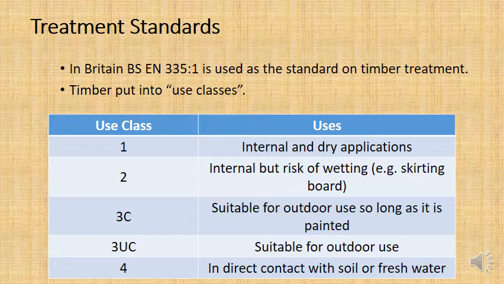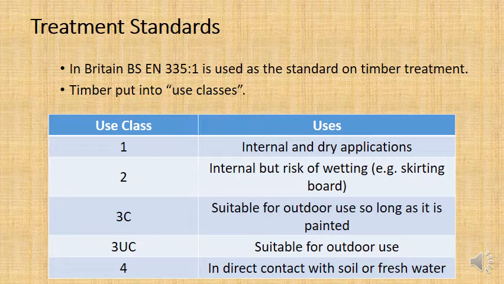Class 3C, C stands for coat or coating, and UC stands for uncoated. Okay, so class 3C is if that means the timber can be used outdoors, but it must be painted. If it's 3UC, it doesn't need to be painted. And class 4 means it can have direct contact with soil or fresh water. That means you can potentially use it as a pile to go under a wharf or in a pond. You could bury it in the ground as a fence post, and it won't rot. So those are different treatment standards.